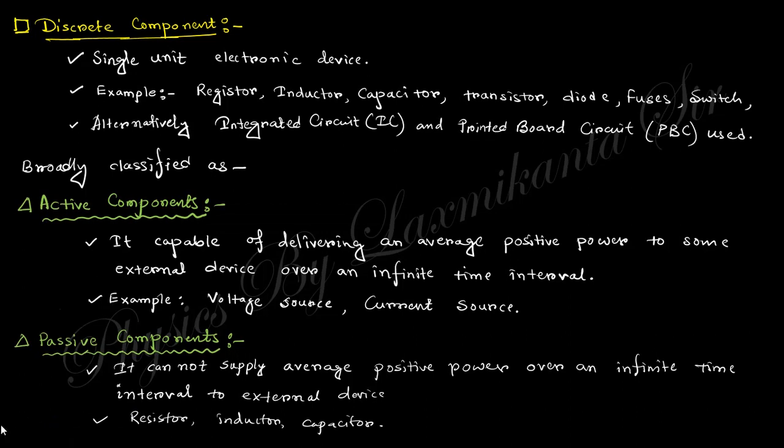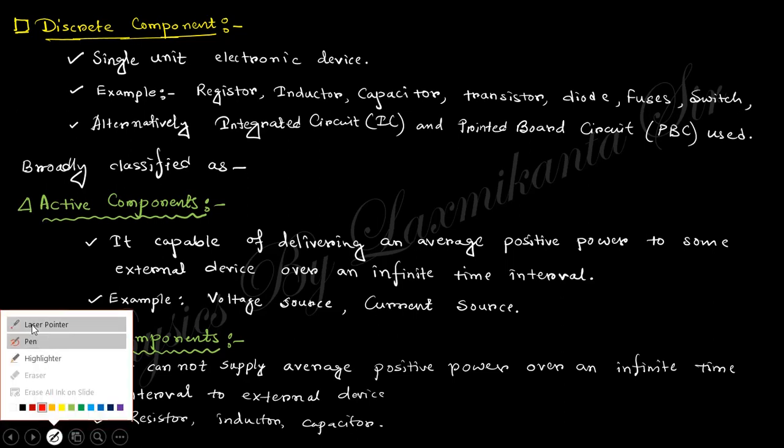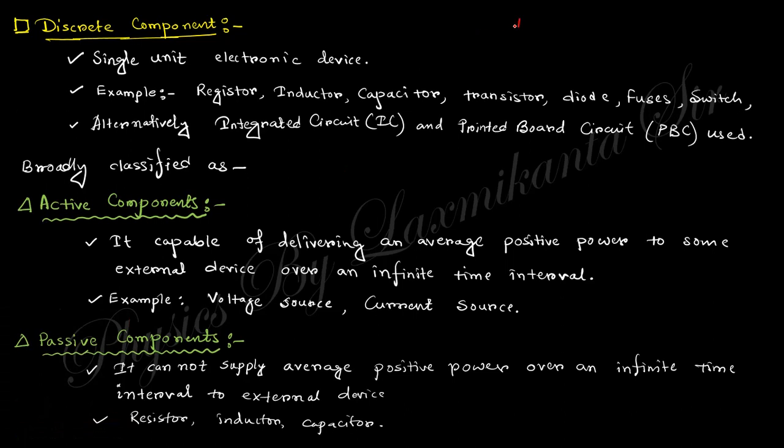Right? Let's start. What do you mean by discrete component? In the present situation there are ICs, integrated circuits, and chips available. But before that, there were discrete components like a resistor, an inductor, a capacitor. These are the discrete components. That means these components of electronics are discrete, single devices. These are single devices, like diodes. This is also a single device.